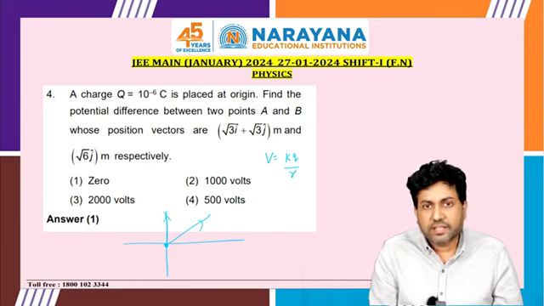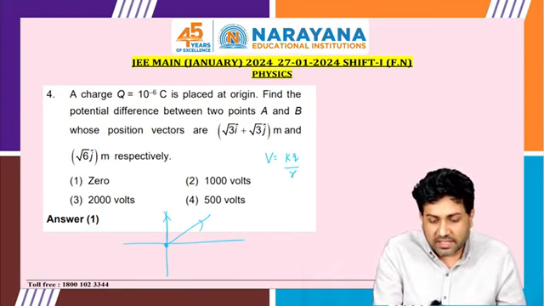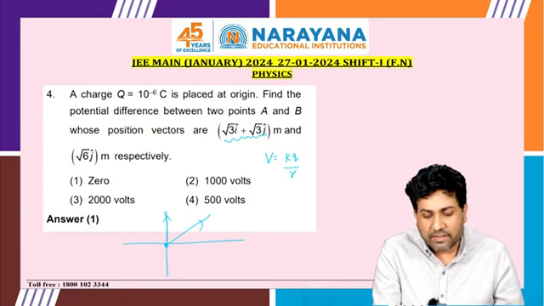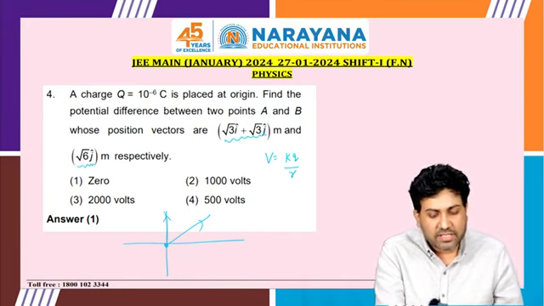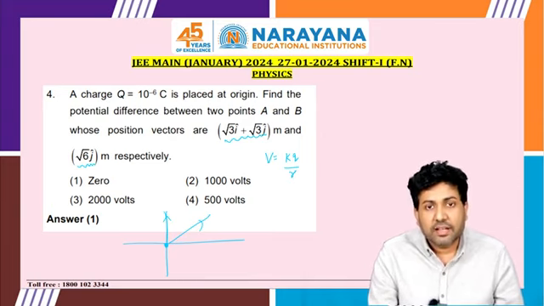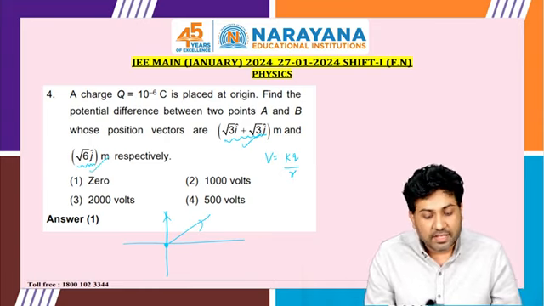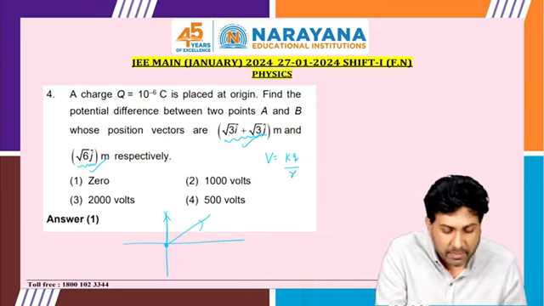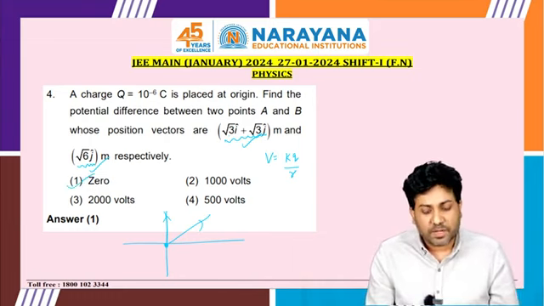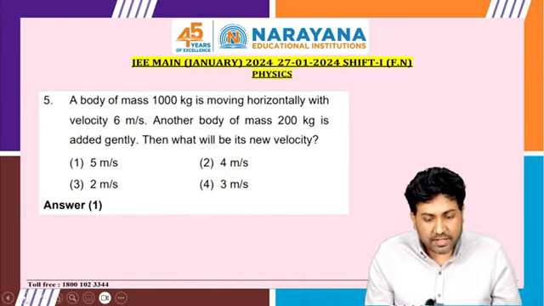All right. Now r is the distance of the point charge from that point, and I can clearly see that the distance of this point from the origin is same as the distance of this point from the origin. So if the distances are equal, that means the potential at this point and this point both are equal. And if the potentials are equal, that means the difference in potential will be 0. So the answer should be 0. Okay. Now let's move to the next question.